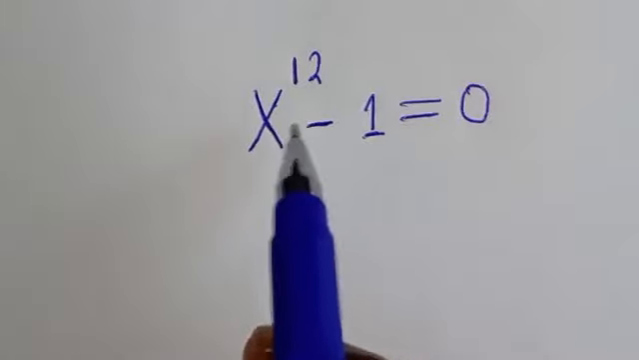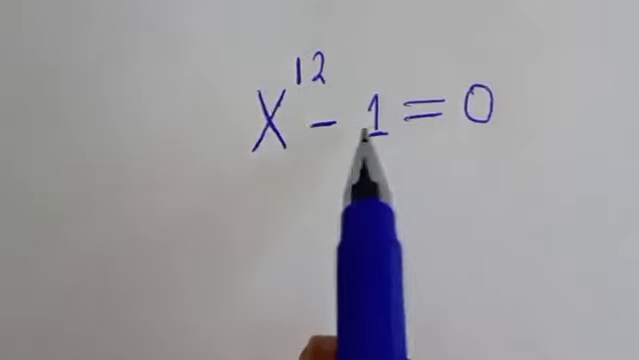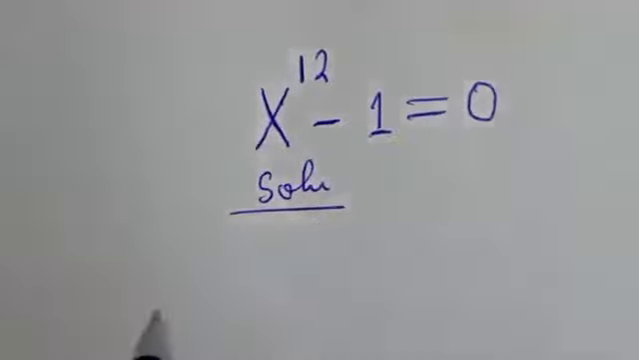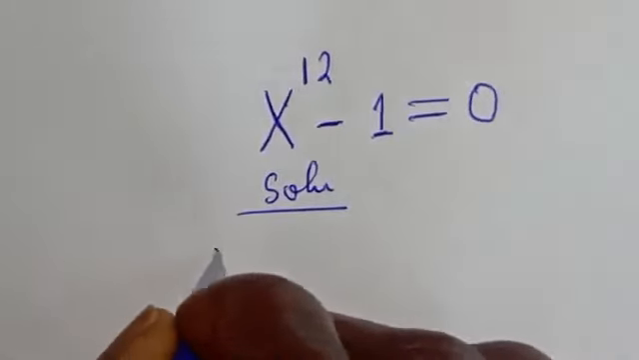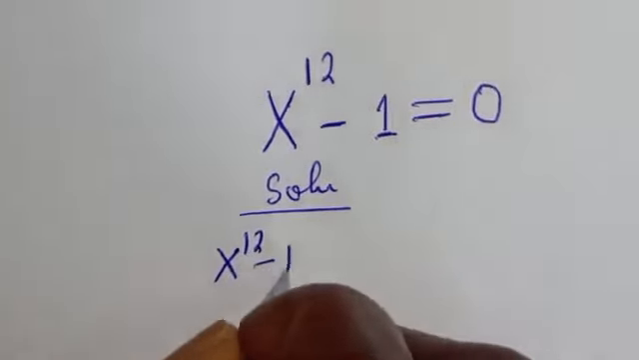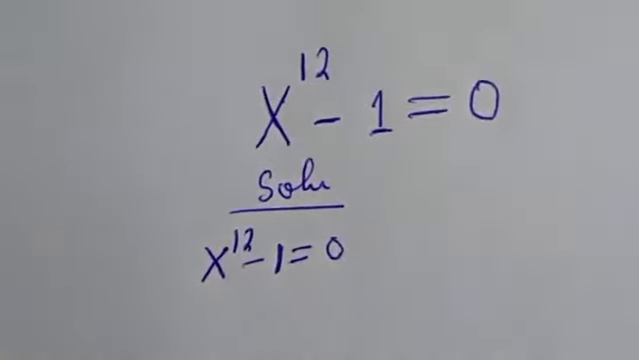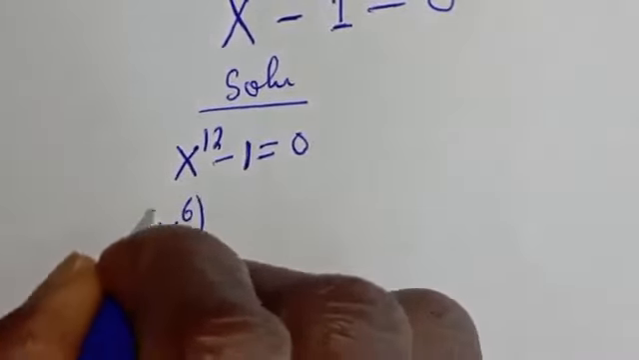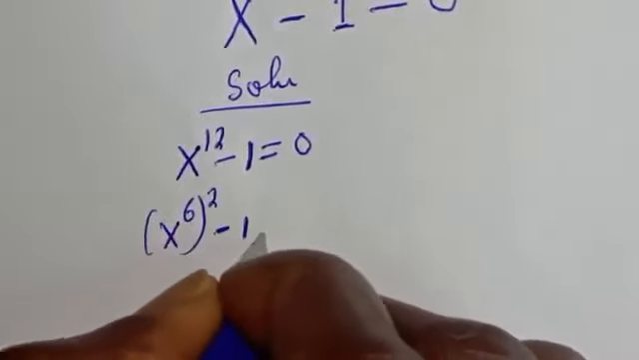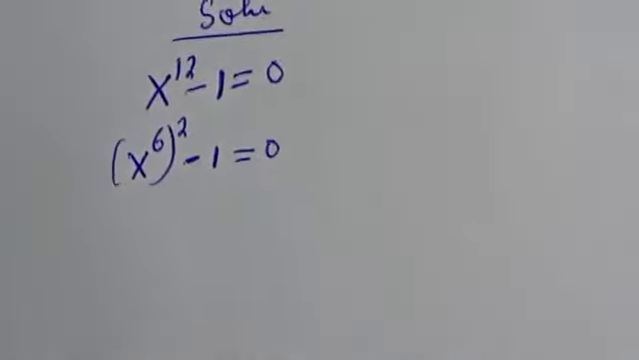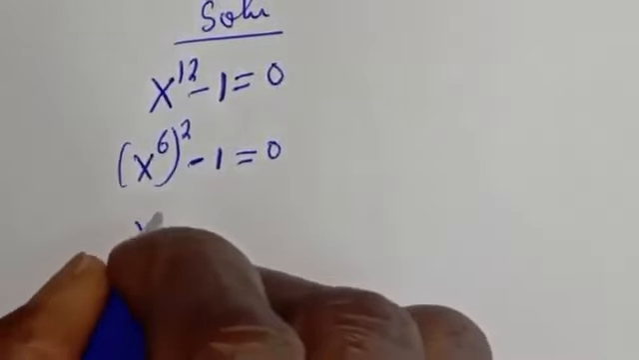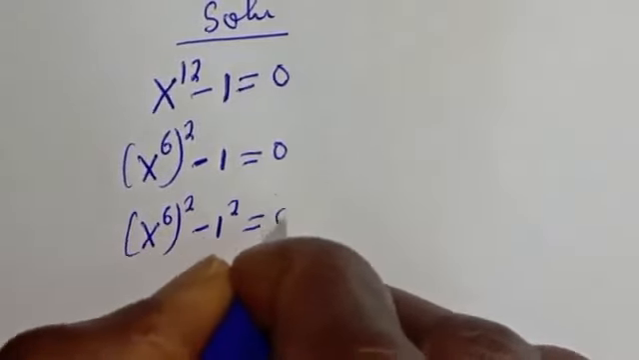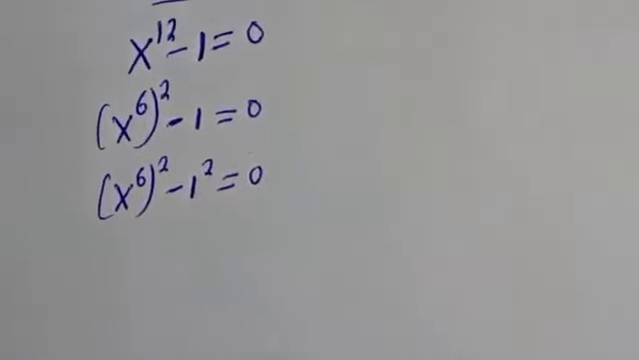Hello, how to solve for s from this given nice equation: s raised to power 12 minus 1 is equal to 0. Solution. We have the given equation s raised to power 12 minus 1 is equal to 0. Now s raised to power 12 can be written as s raised to power 6 squared minus 1 is equal to 0. So this is the same thing as s raised to power 6 squared minus 1 squared is equal to 0. If you look at this, this is in the form of a perfect square.